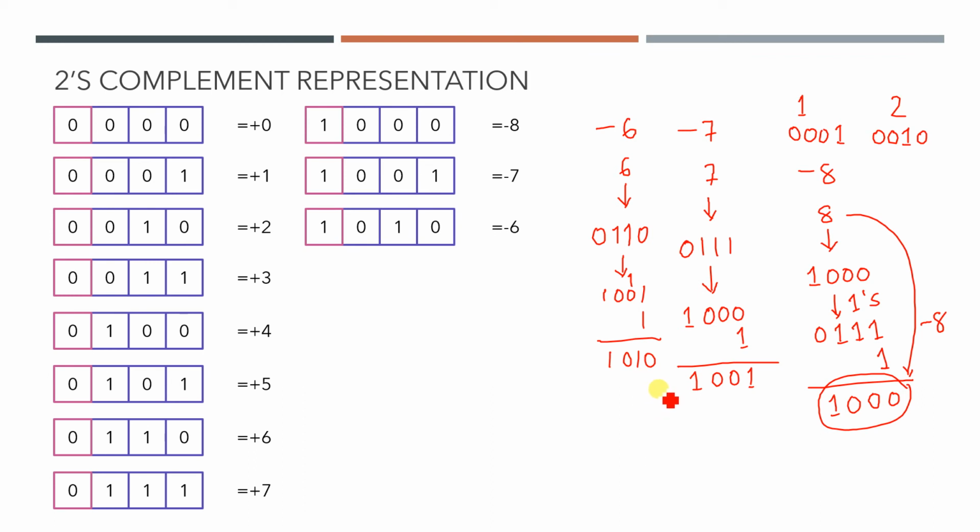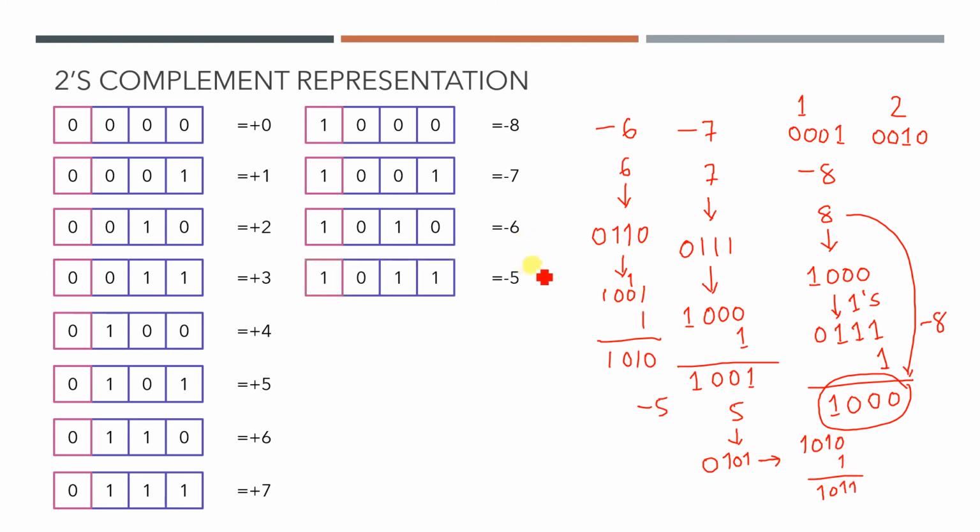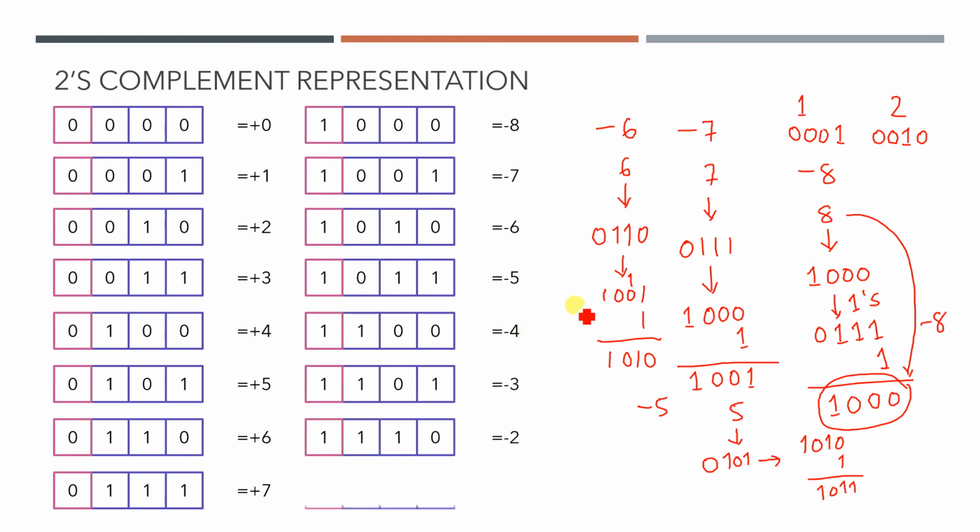Now if I want to find minus 5, what will we do? The binary equivalent of 5 will be 1 0 1. To make it 4 bits, I put 0 here. Then I convert it into its 1's complement, which will be 1 0 1 0. This is the 1's complement. Now you add 1. What you get is 1 0 1 1, because 1 plus 0 is 1. So for minus 5, it will be 1 0 1 1, and so on. You can find it for minus 4, minus 3, minus 2, minus 1.